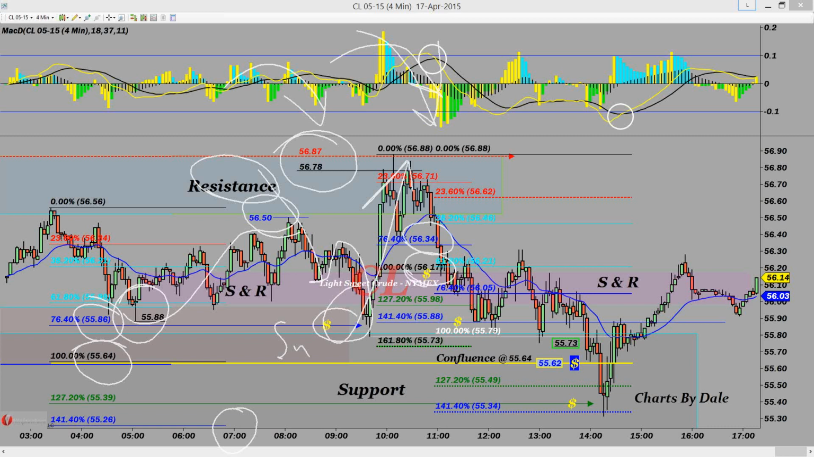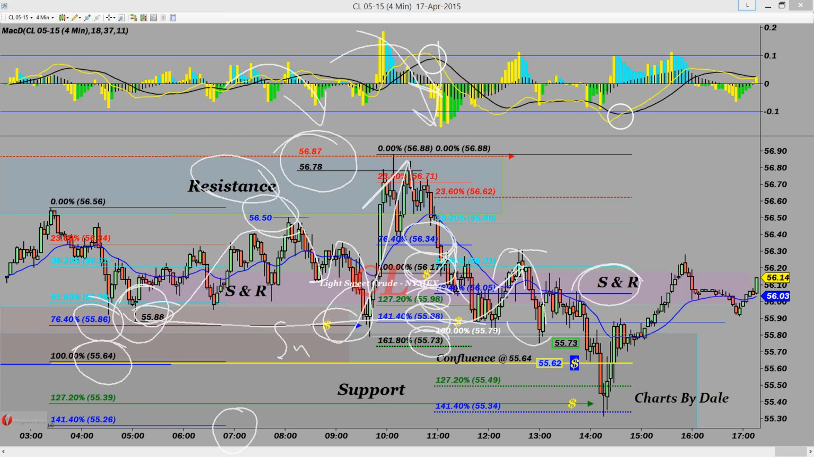At that area, she backs off just slightly, and then fulfills our next target of 5598 and 5588 again. Here's a nice confluence area. From here, she backs off, and we're measuring this pullback. It is tradable, but she tops out a little, and down she comes to fulfill our 5573. She gets there.